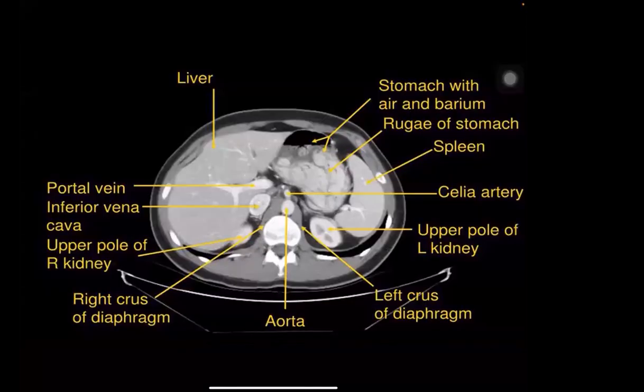This is another picture. This is the vertebra, body of the vertebra. This is the aorta, celiac artery, right crus, left crus. This is the right hemidiaphragm. This is the left hemidiaphragm, liver, spleen. This is the stomach with its rugae. This is the stomach. This is the portal vein. Okay, this is the IVC. These are the kidneys.